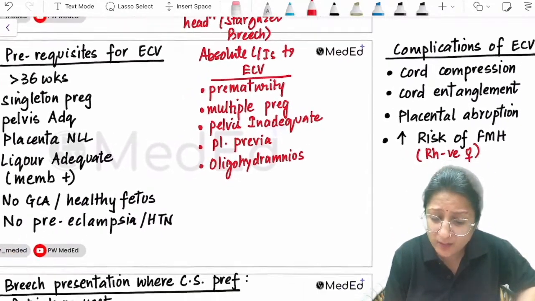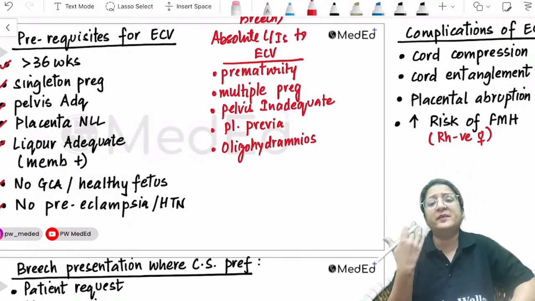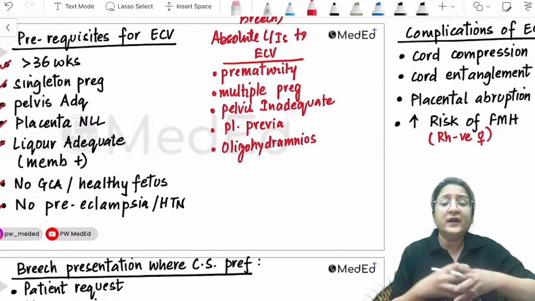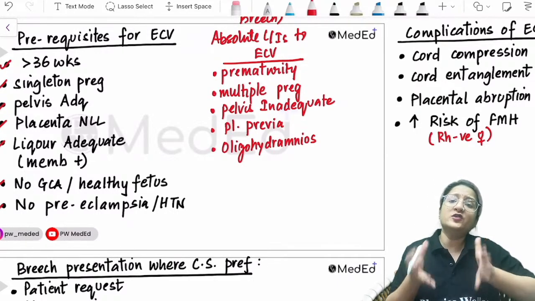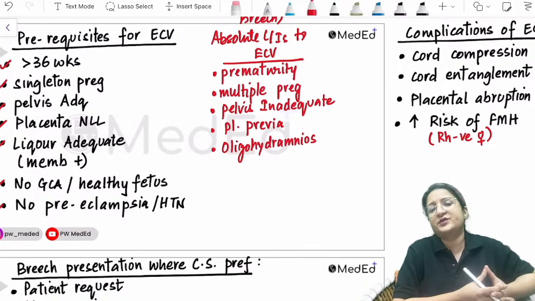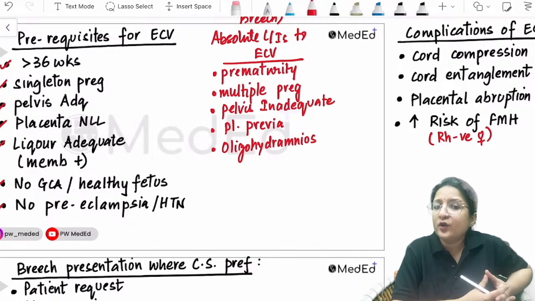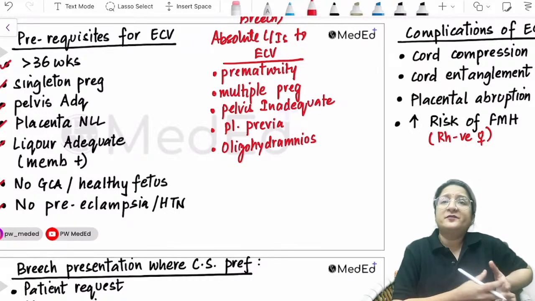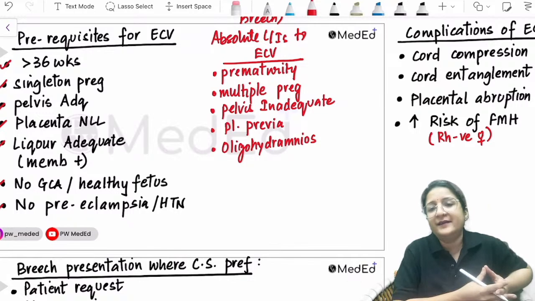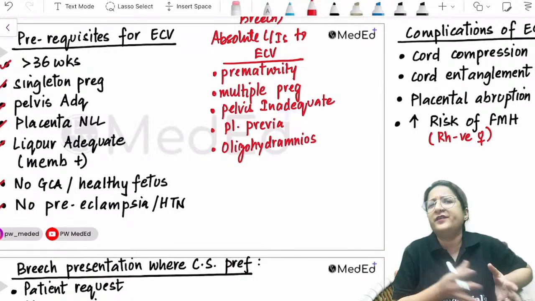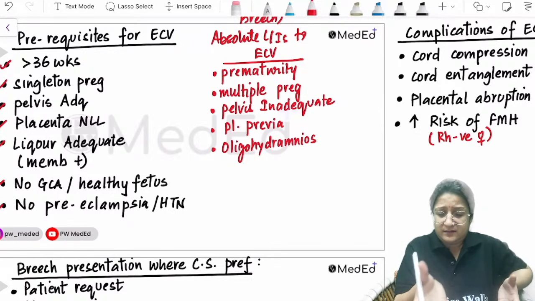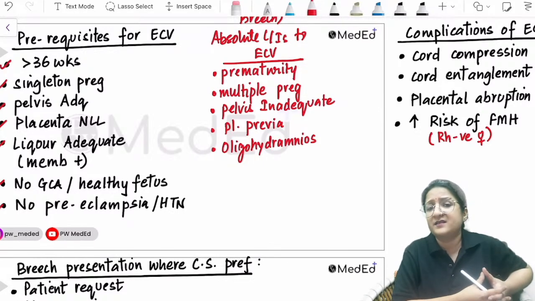Right? So these complications are anticipated. They can happen with the procedure. Now understand here that oligohydramnios by itself also increases the risk of cord compression. So why would I want to do the procedure if there is oligohydramnios? Suppose there is a baby already with fetal compromise, already with uteroplacental insufficiency, a severe IUGR fetus with deranged Doppler. Why will I subject that fetus to this risk of external cephalic version?